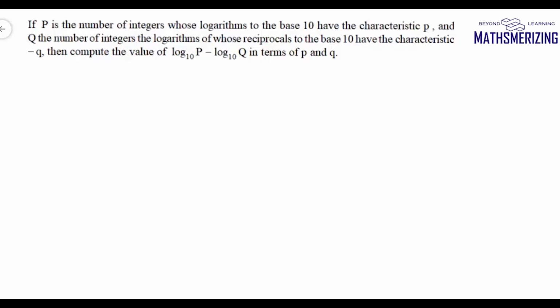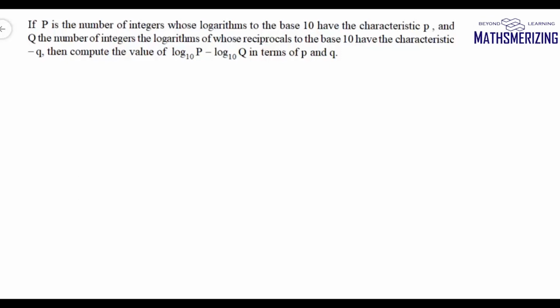If p is the number of integers whose logarithm to the base 10 have the characteristic p, and q the number of integers the logarithms of whose reciprocals to the base 10 have the characteristic minus q, then compute the value of log p base 10 minus log q base 10 in terms of p and q.